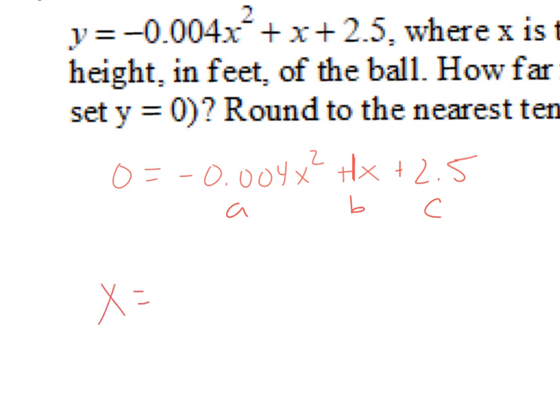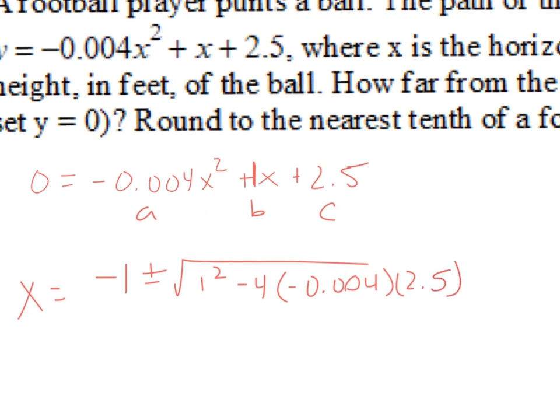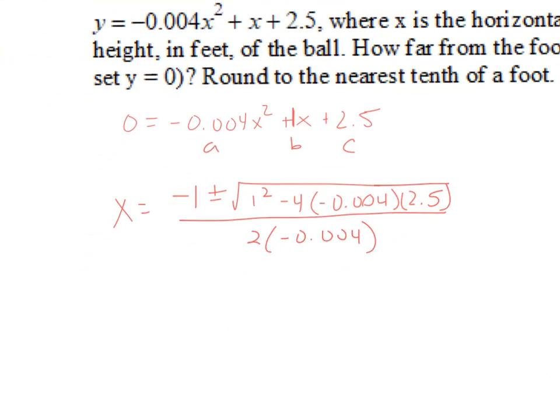So x equals negative 1 plus or minus the square root of 1 squared minus 4 times A times C, which is 2.5, all over 2 times A. Okay. All right, so let's start with inside your square root there first.